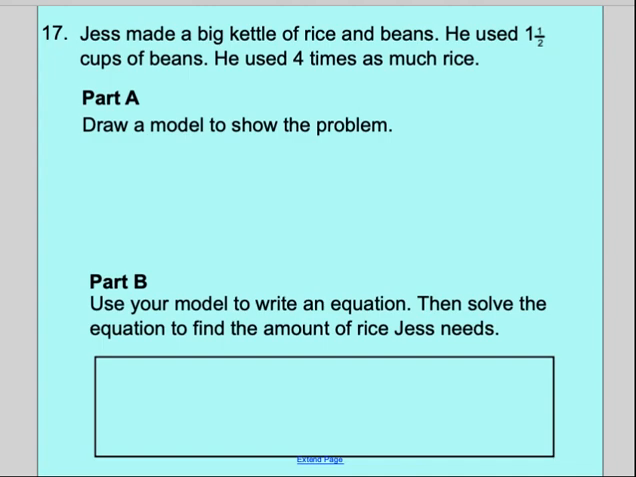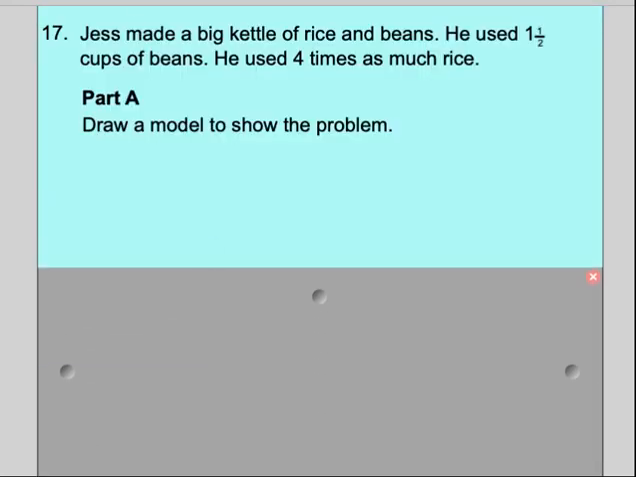All right, number 17. Ooh, part A, part B. Ooh, we have to draw something too, okay. Just made a big kettle of rice and beans. He used 1.5 cups of beans. He used 4 times as much rice. Okay, so part A, draw a model to show the problem. Let's just cover the rest of everything else for now. Here we go. Okay, so just made a big kettle of rice and beans. He used 1.5 cups of beans. All right, so that's how many beans he used. He used 4 times as much rice.